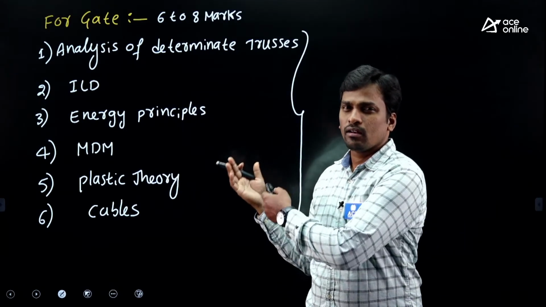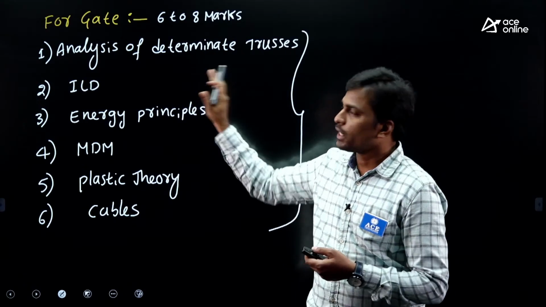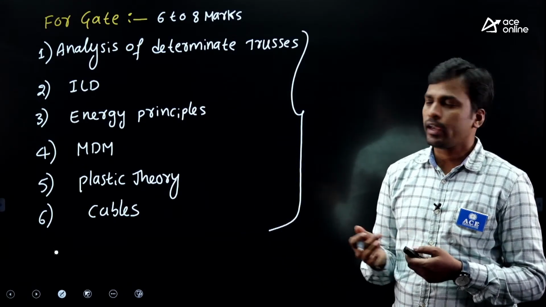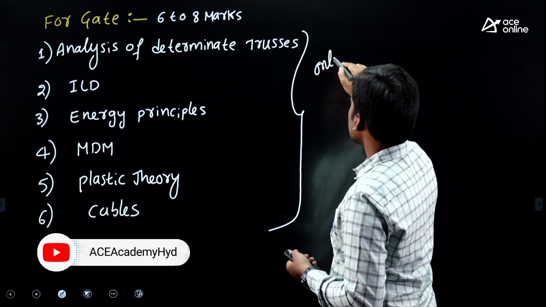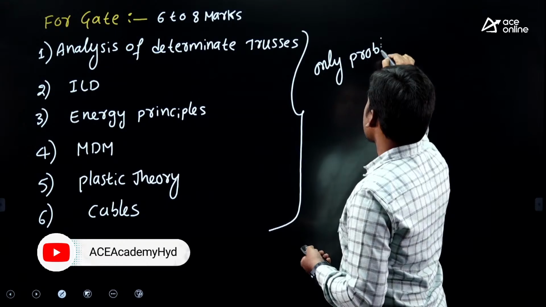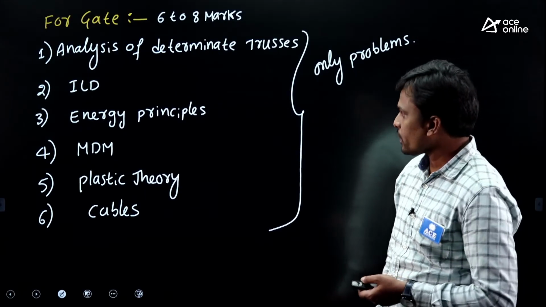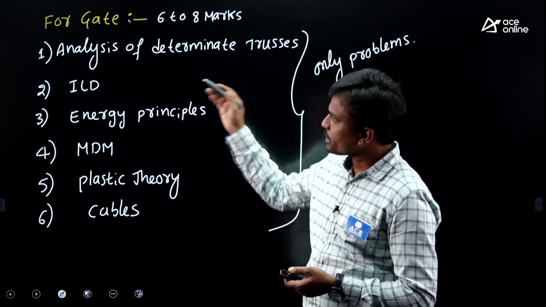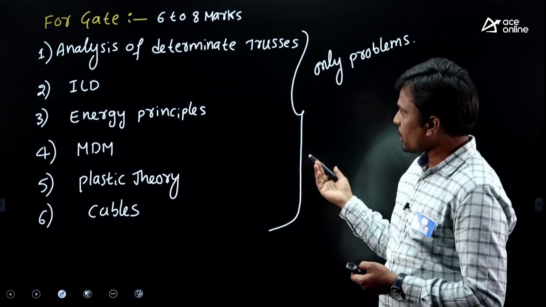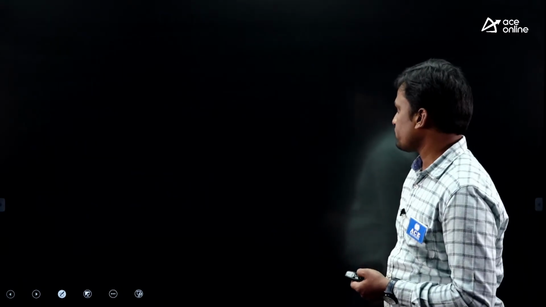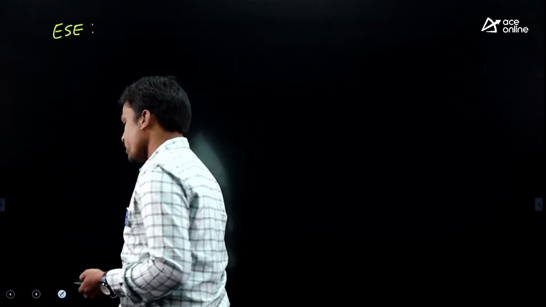So concentrate more on numerical questions, students. Because you can get all numerical questions only. I'm talking about GATE examination. Okay, so practice more problems, only problems. Okay, right. So these are the very important chapters for GATE. Then come to engineering service examination, ESE. So engineering service examination, we have prelims and mains, right?